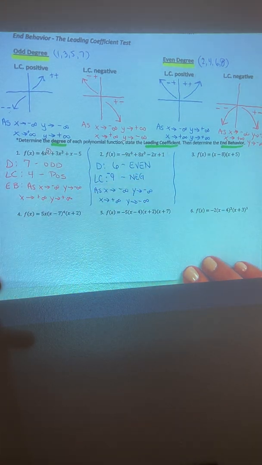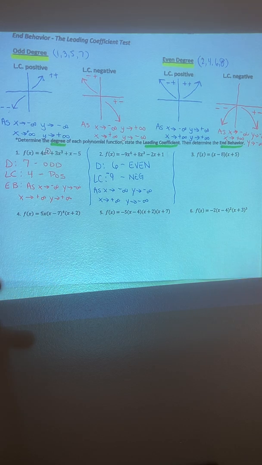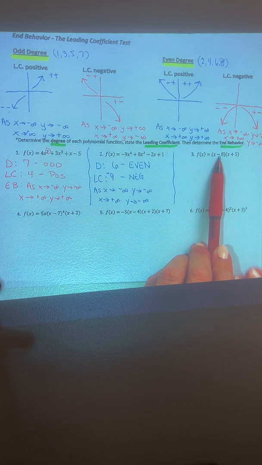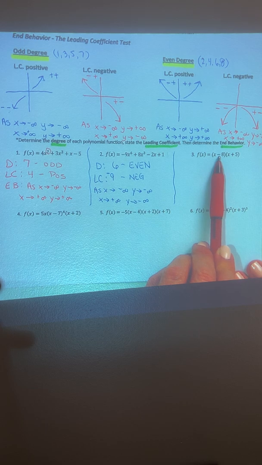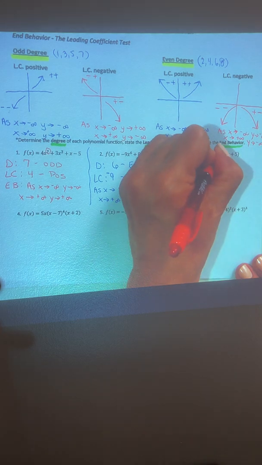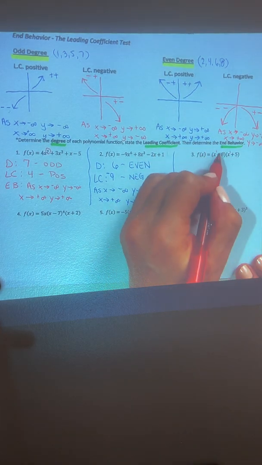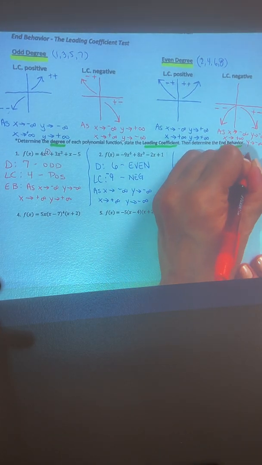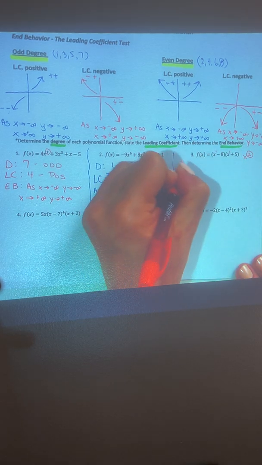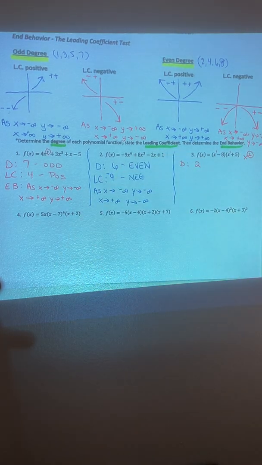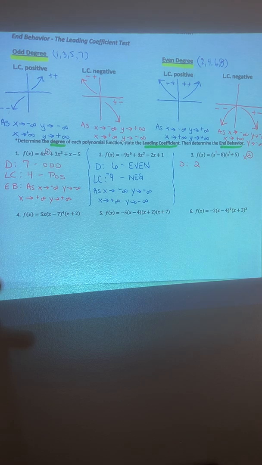Okay, number 3. Okay, well, what's this? Now notice this is not factored. Okay, here I got it factored for me. So what is the degree? Well, this is x to the 1 and x to the 1. So 1 plus 1 gives me x to the 2. So the degree is 2. Does that make sense?